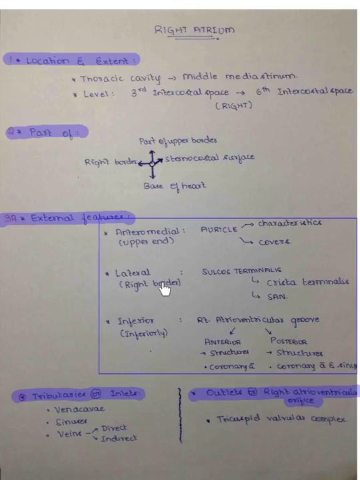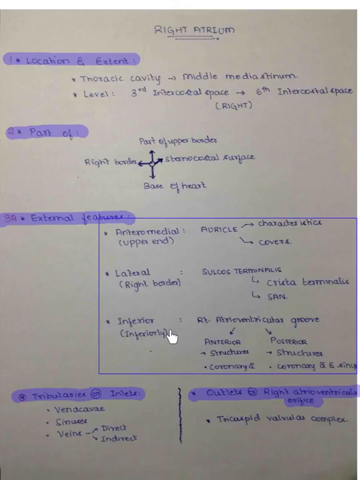Coming to the second, that is the lateral or right border, there is a sulcus called sulcus terminalis, which is formed due to the internal muscular ridge called crista terminalis. In the uppermost part of the crista terminalis, there is the sinoatrial node, which is the natural pacemaker of the heart.